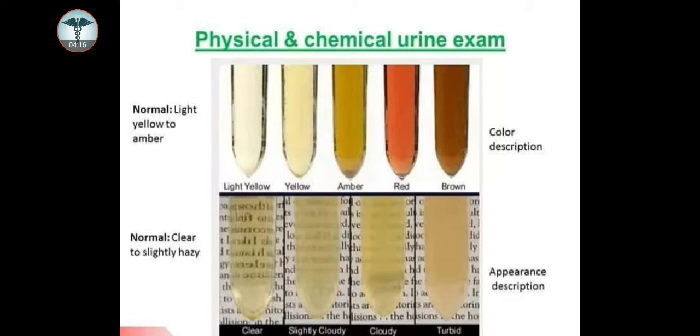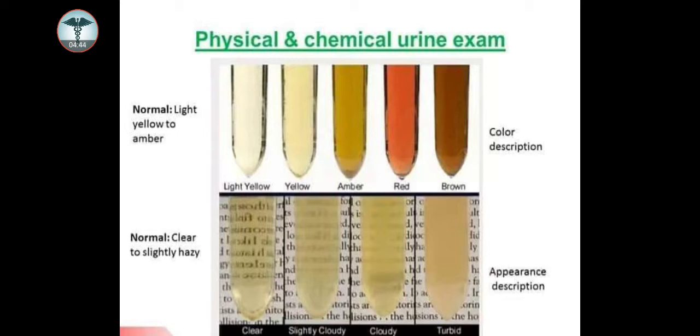Then in the lower part of the picture, you can see the description of appearance. In the first tube, behind which is a paper, you can see the words which are written behind the test tube and through the urine. So this urine is clear.